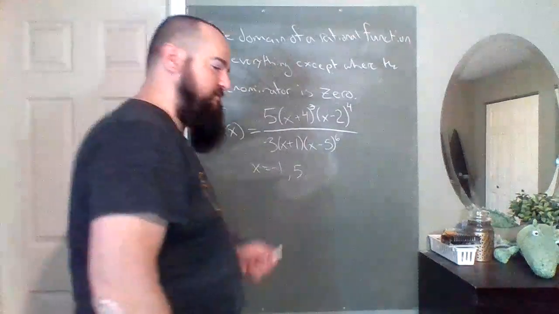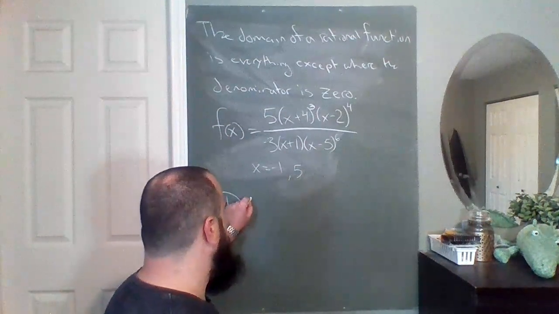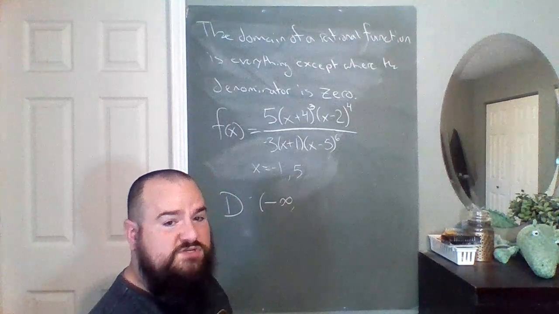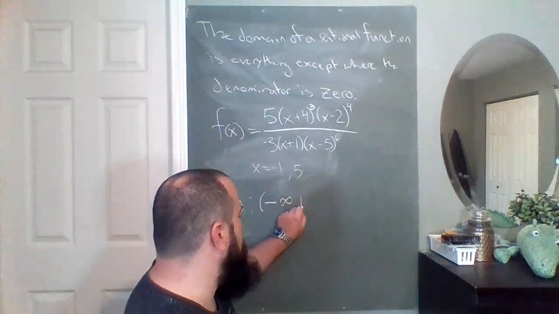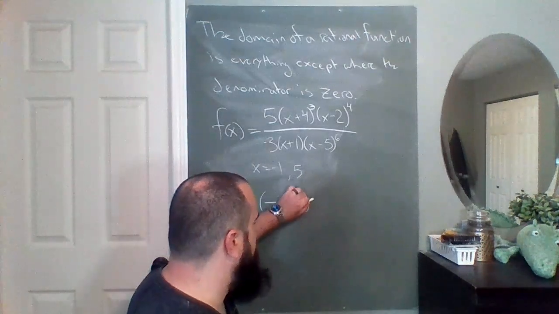So let's write that in interval notation. Our domain is everything, so it goes from -infinity. Now the first place we have an issue is at -1. So we go from -infinity to -1. We don't want to include it, so we want parentheses.